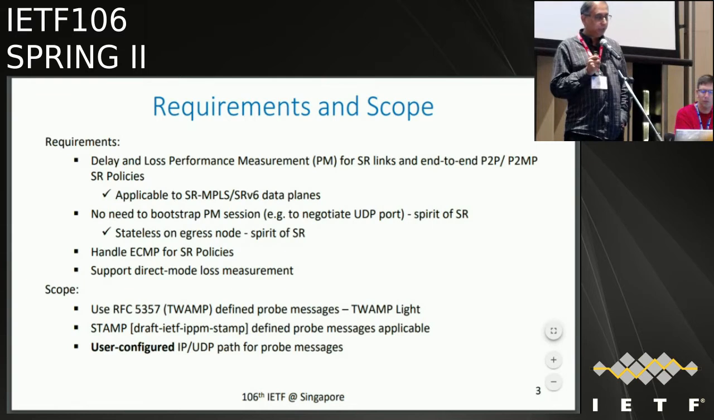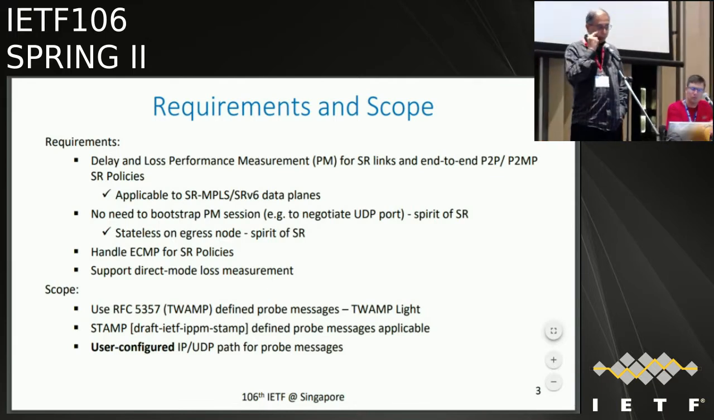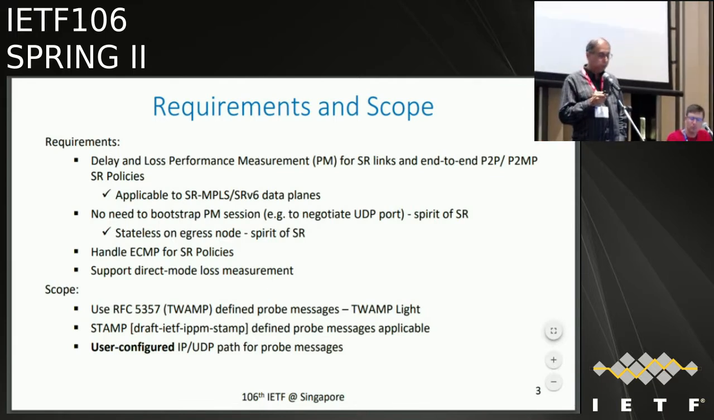It is stateless on the egress node, again going with the SR simplicity. We need to handle ECMP for SR policies, and support direct mode loss measurement as well. So the scope is using the RFC 5357 TWAMP Lite probe messages. We have now also included STAMP. STAMP was approved by the IESG, so it should become an RFC soon. It's a fixed length version of TWAMP Lite, basically using user configured UDP ports.